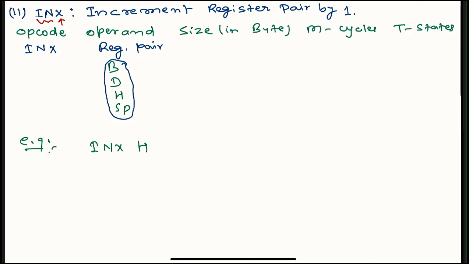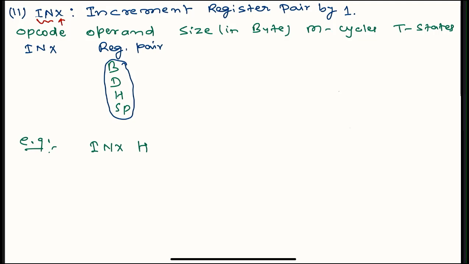When we need to move across or address a large area of memory, we use this instruction as a memory pointer, to increment one by one and point to the memory locations. So here, what operation will this perform? The content of HL will be incremented by 1, and after incrementing, the result will be stored into the same register pair.